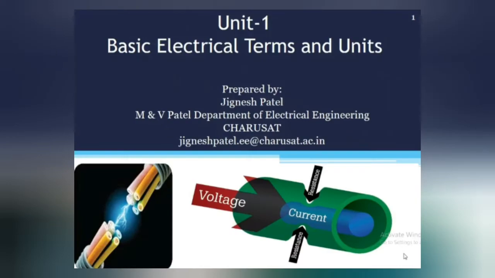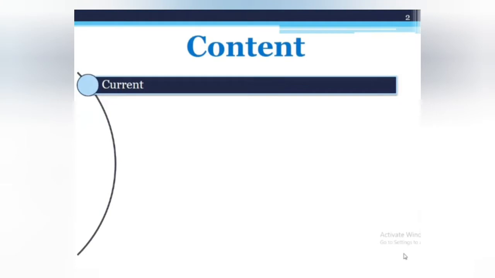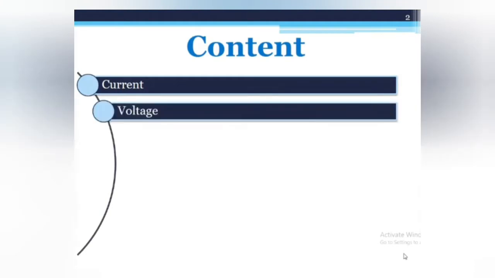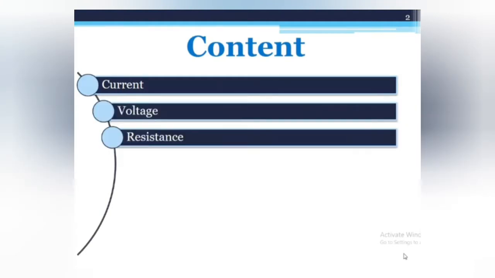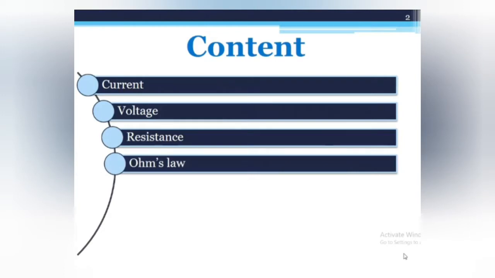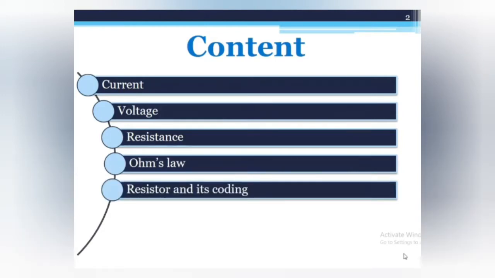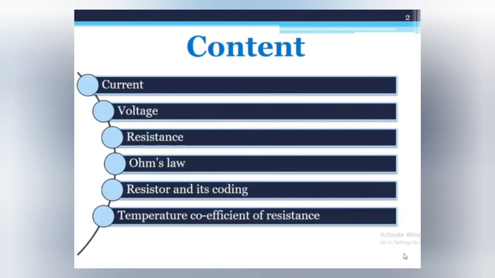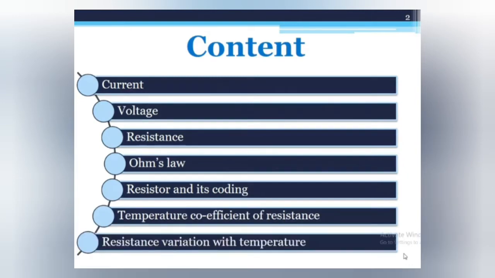Unit 1, Basic Electrical Terms and Units. In this unit, we learn first of all the definition of current, voltage and resistance. After that, the Ohm's law, limitations of Ohm's law, resistor and its coding, temperature coefficient of resistance, resistance variation with temperature. So first of all, current.